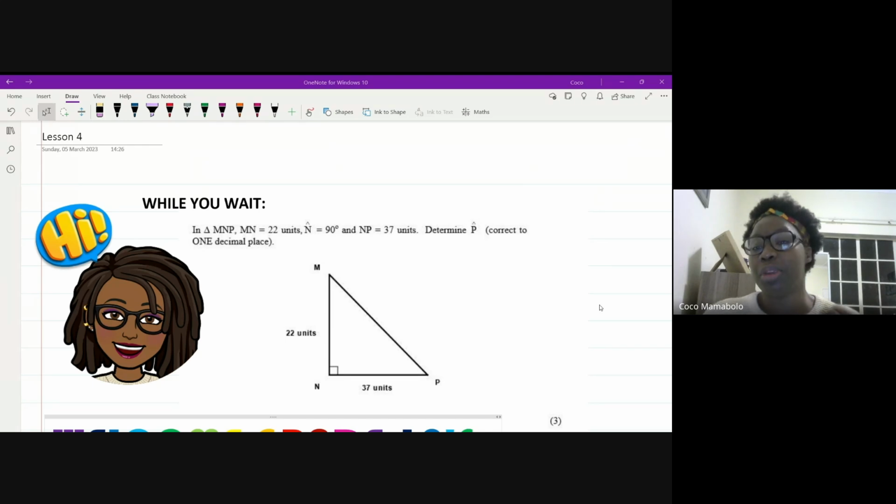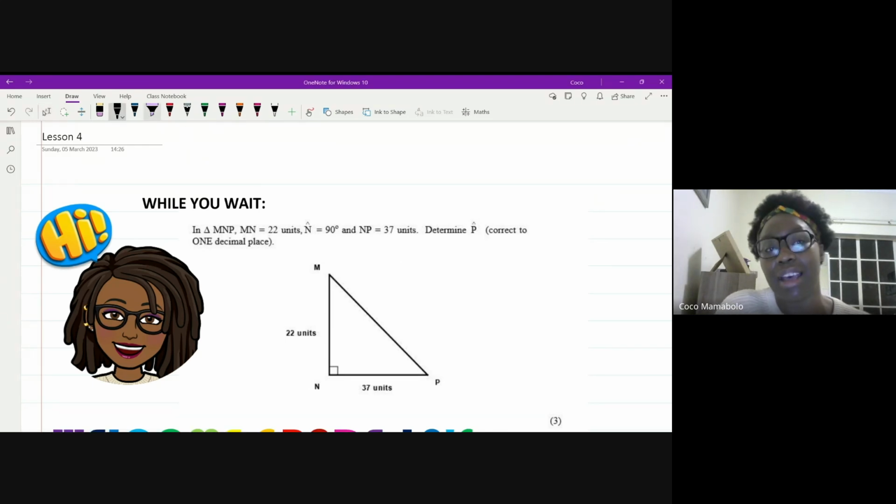Remember that when we're looking at the question that we've got on the screen, there's a difference between what they're asking when they ask us for a ratio and when they ask us for an angle. Over here, they're telling us in triangle MNP, MN is 22, angle N is 90 degrees, and NP is 37 degrees. Determine P, just P, and they want it correct to one decimal place.